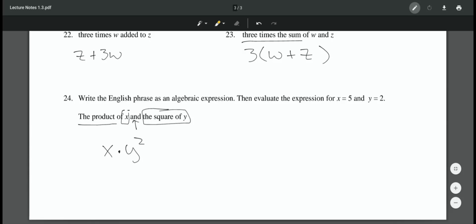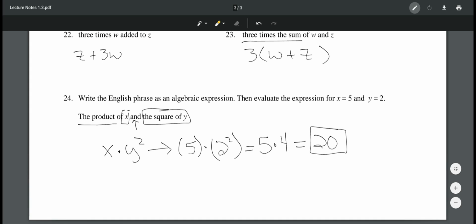Now that I have my algebra expression written down, I'm going to go one step further and plug in the numbers so that I can evaluate. So 5 times 2 squared, that gives me 5 times 4, and my final outcome would be 20. If you have any questions about any of this, I know it's a lot, please make sure that you contact me and let me know.